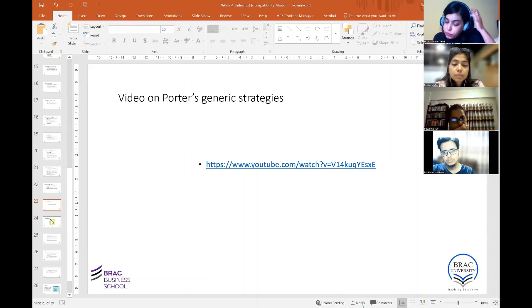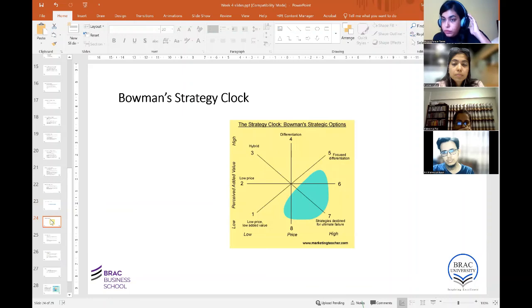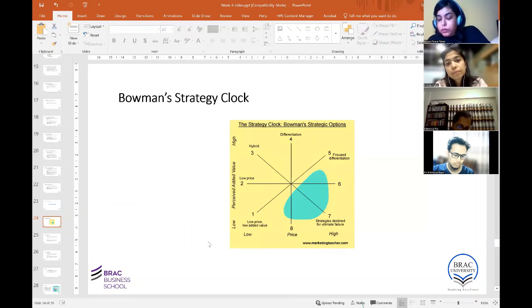Now, another expert, and his last name is Bowman, offered another idea. So this is like a new theory as opposed to Michael Porter's theory, because we need to see alternative theories. We need to understand alternative conceptualizations and not just one. So that's why I thought it's really important to give you some perspective regarding Bowman's strategy clock. So here's another tool that is quite interesting.